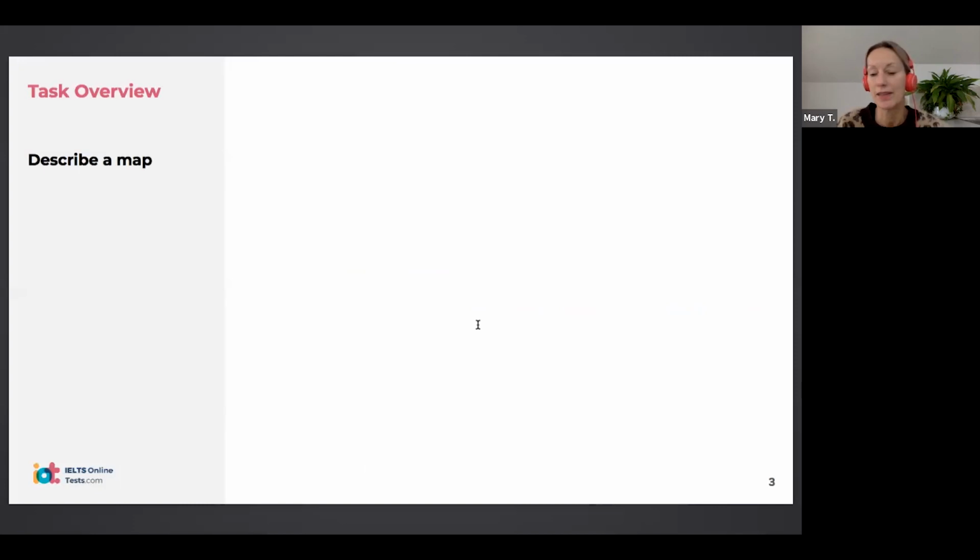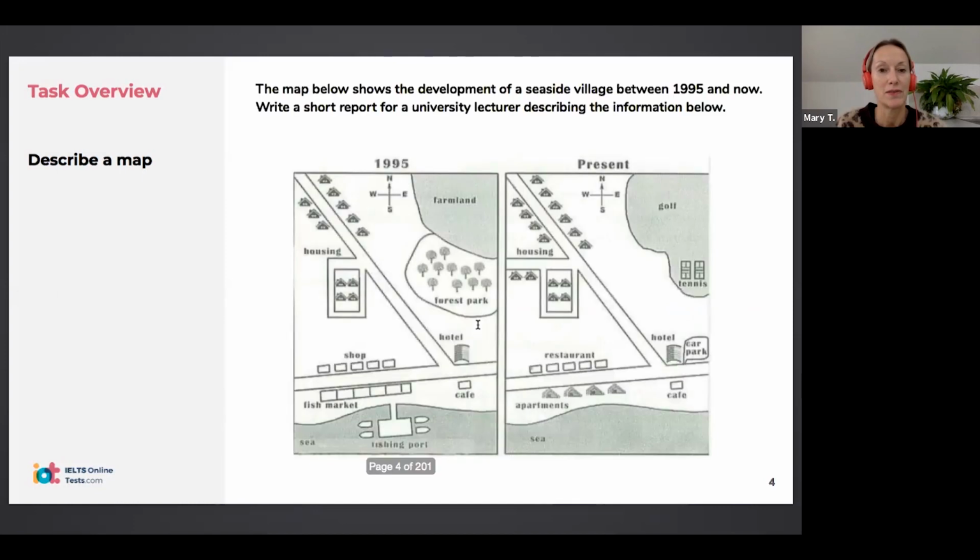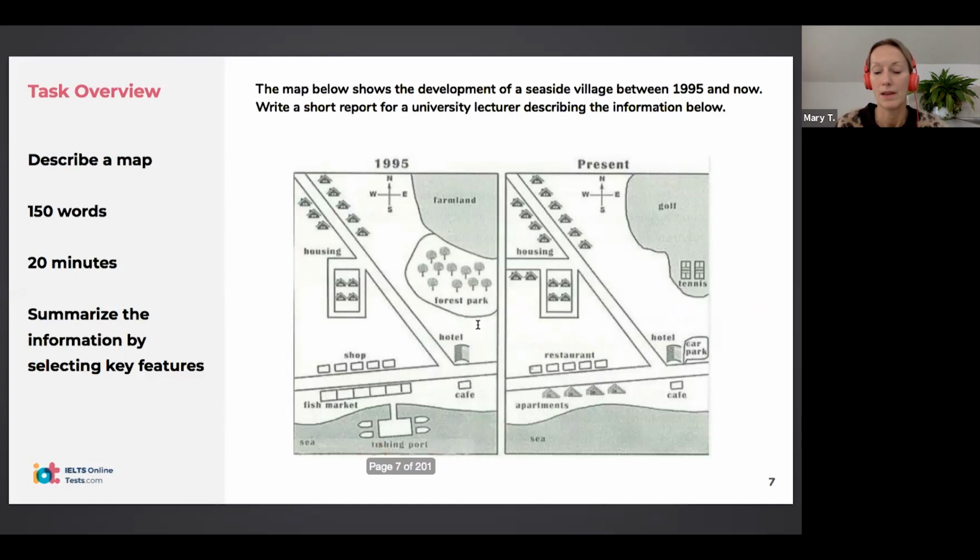Okay, so just looking at the task overview, so as I've just said, we're describing a map today. How many words do you need to do that? For task one. Yes, good. So everyone knows that's 150 words. How long should you spend on it? 20 minutes, that's right. Yeah, so most of you are saying that, that's good. Okay, and you'll be summarizing the information by selecting key features.